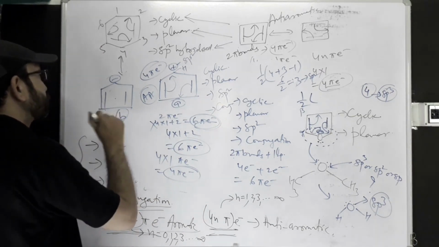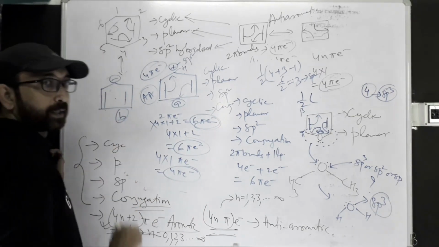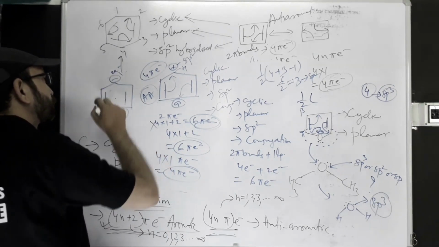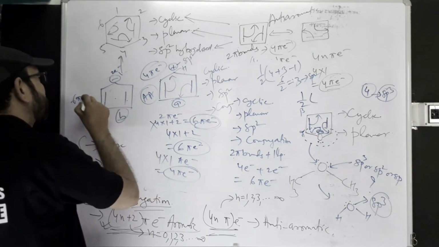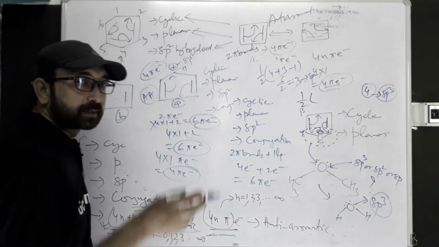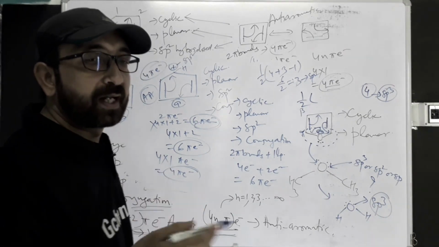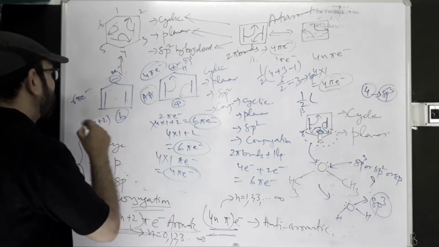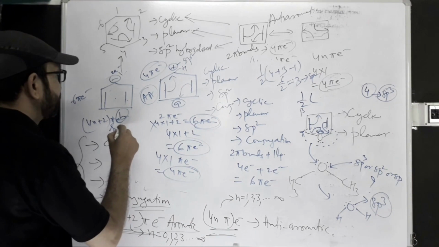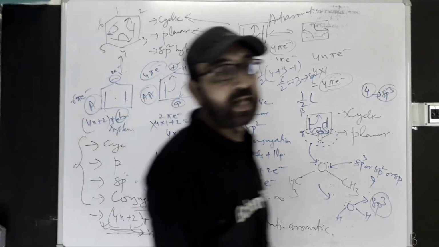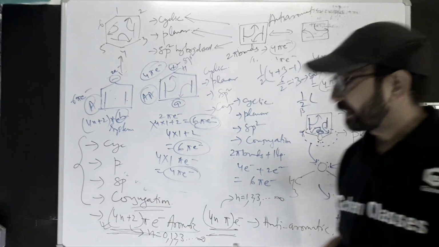What about this one? We see 2, 2, and this is a delocalized negative charge. The negative charge will contribute 2 electrons. So 2, 2, 2, total 6 pi electrons. Planar, cyclic, conjugation, sp2, everything is satisfied, and it follows the 4n plus 2 pi electron system. So this is aromatic.